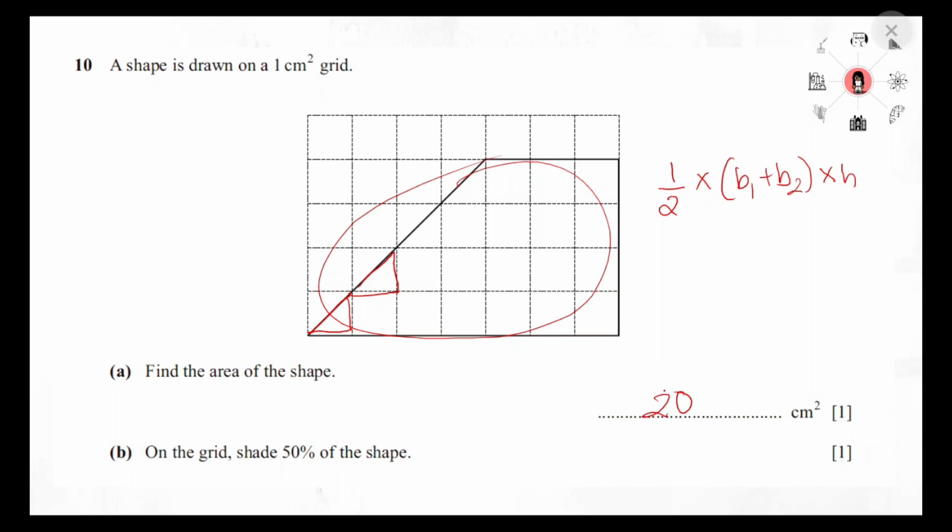B. On the grid, shade 50% of the shape. To shade 50% of the shape, we can simply shade 20 by 2 of the whole squares, which is 10 whole squares in this trapezium. By that, you will be shading 50% of the shape.